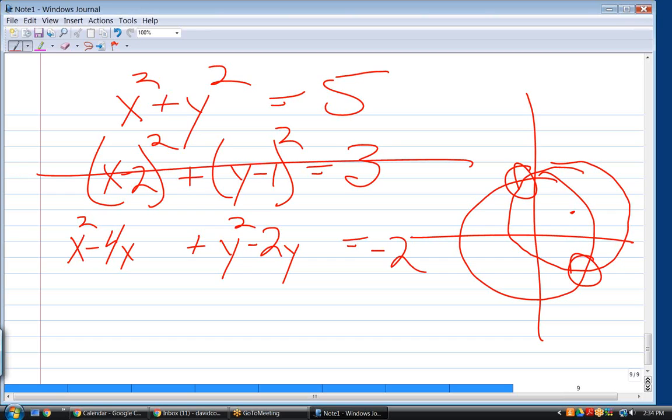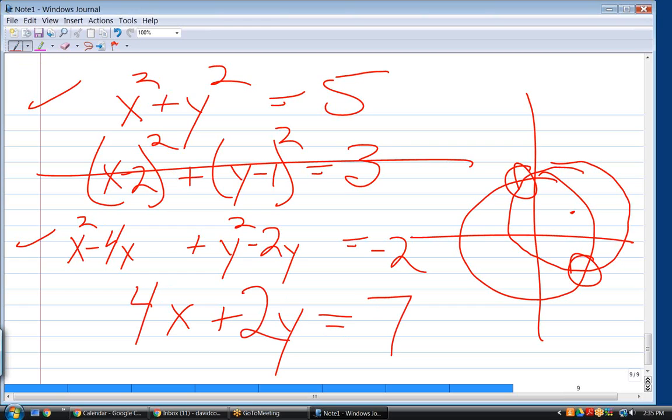Let's run a line through that, because the way we're going to solve this system of equations now is, if I subtract this equation from this equation, I just get 4x plus 2y equals 7. Which has an infinite number of solutions.